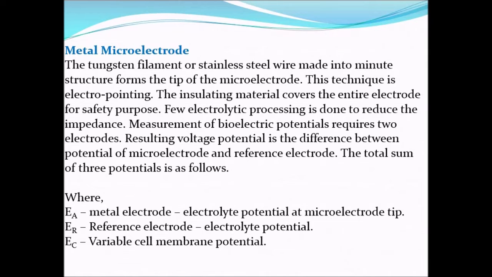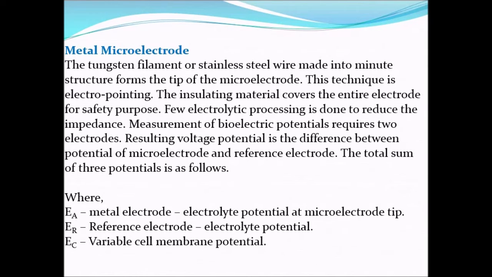The electrode tip is coated with an insulating material to reduce the impedance, and also for safety purposes. Some electrolytic processing, like chloriding the tips and then developing them with photographic developers, can also be performed to reduce the impedance. The measurement of bioelectric potential requires two electrodes.